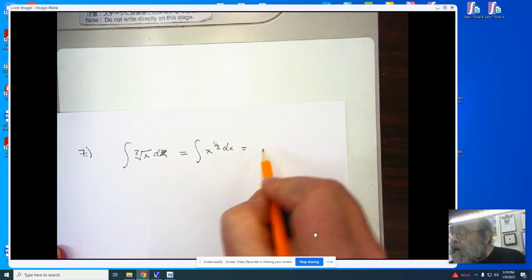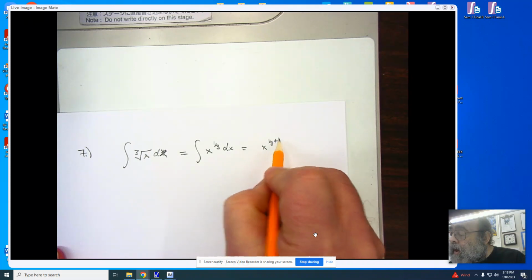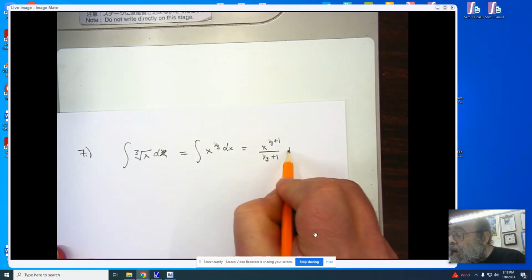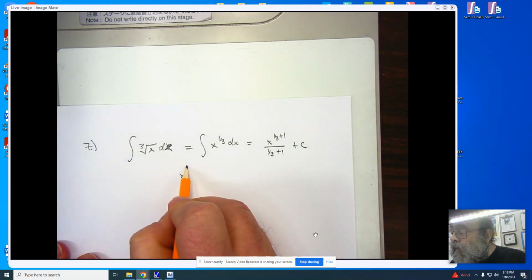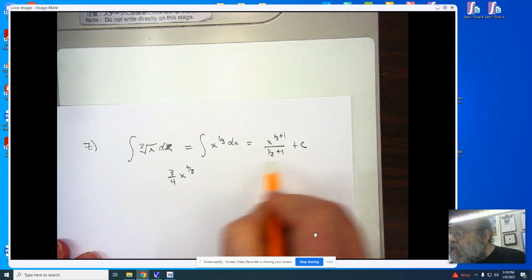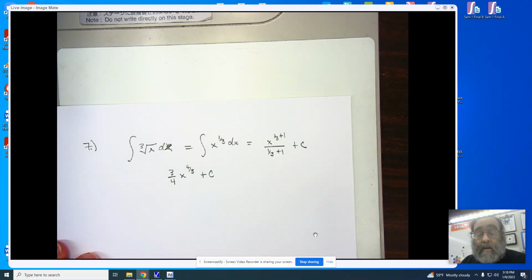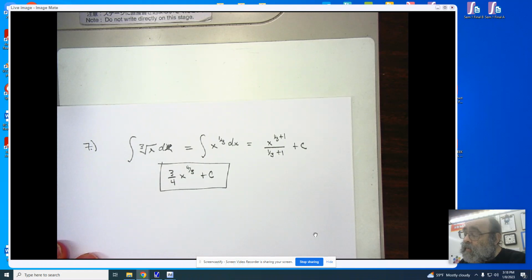This I can now integrate as x to the 1/3 plus 1 divided by 1/3 plus 1 plus c. I then end up with x to the 4/3 power, and I have 3/4 when I take the reciprocal for the denominator. Don't forget to add your plus c, and we now have our answer. This is the answer we're looking for.